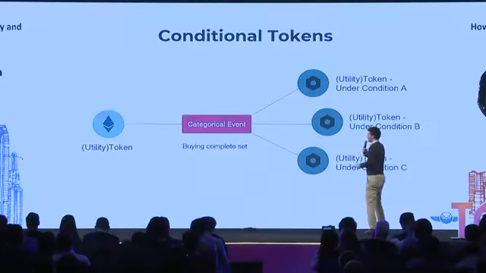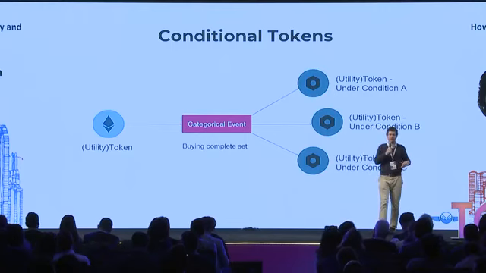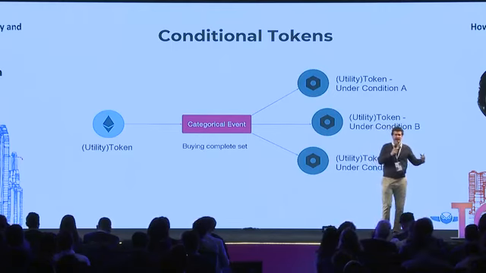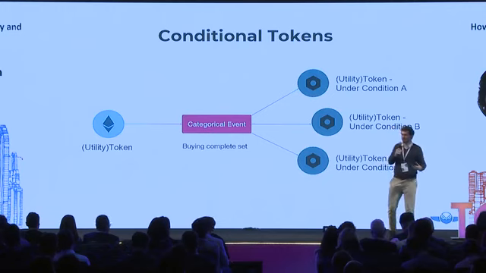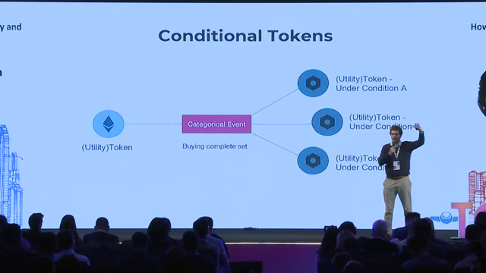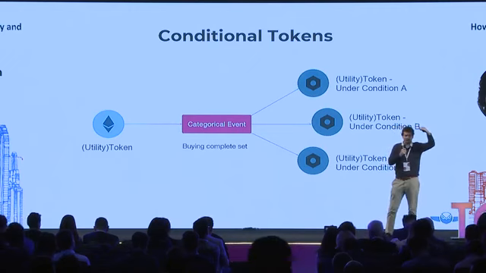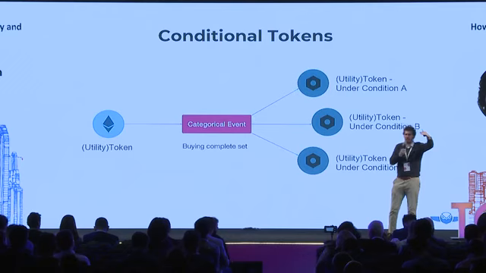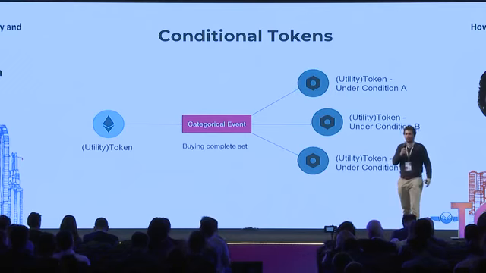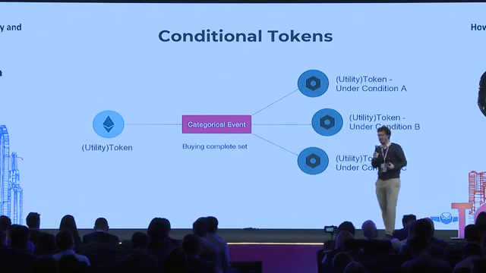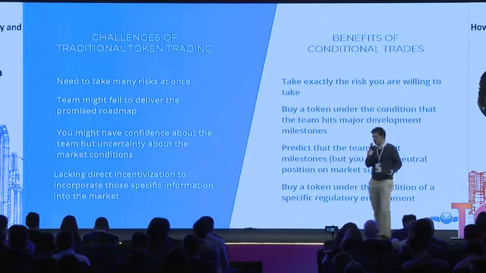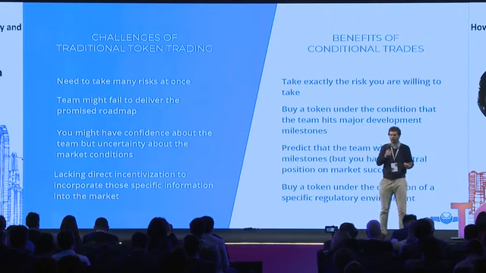If you apply the very same mechanisms and use that token, then you create, here on the right side, a version of that token under the condition that they hit their first milestone. So you have the token under the condition that they hit their first milestone and do their first release, or under the condition that they don't hit the target. As a trader, that allows you to be very selective about what risk you want to take.